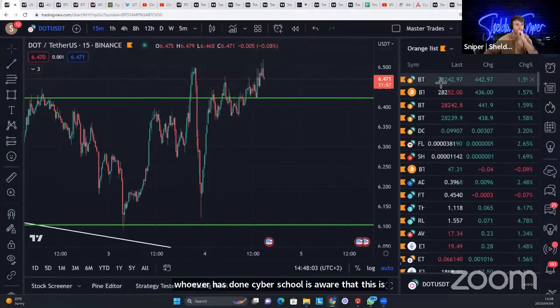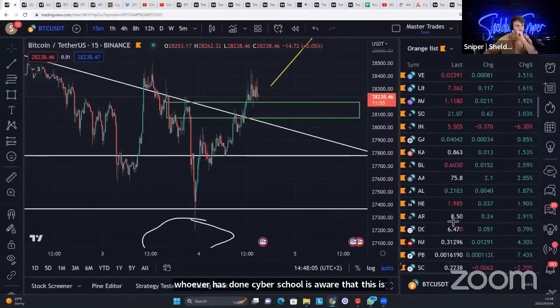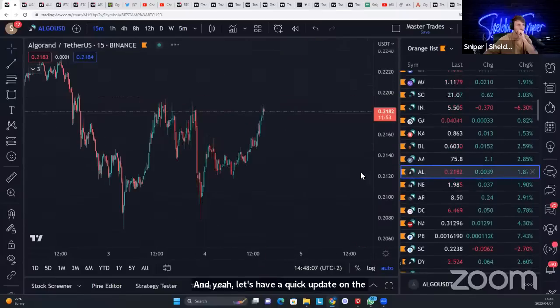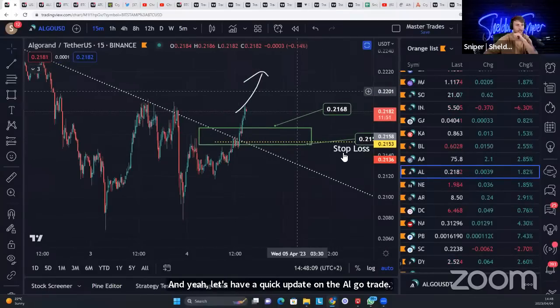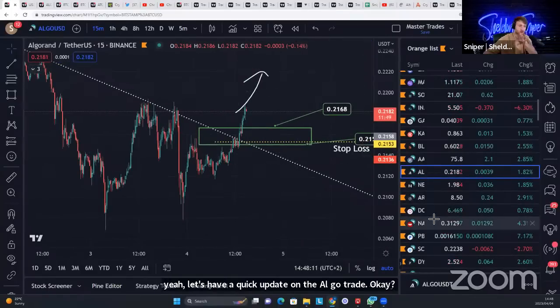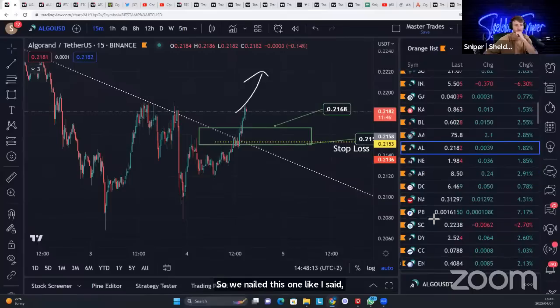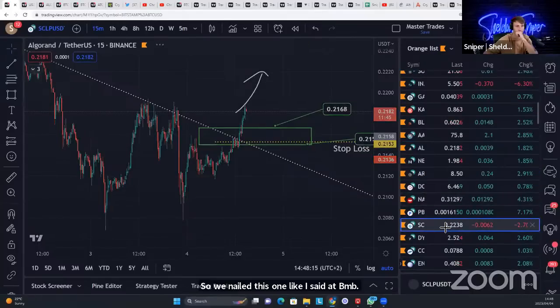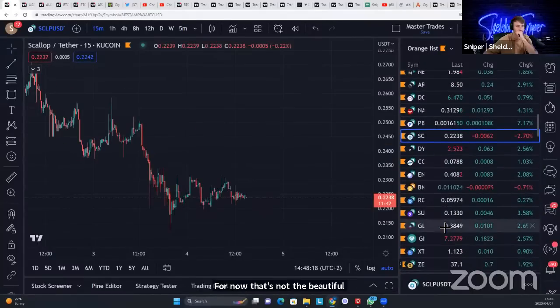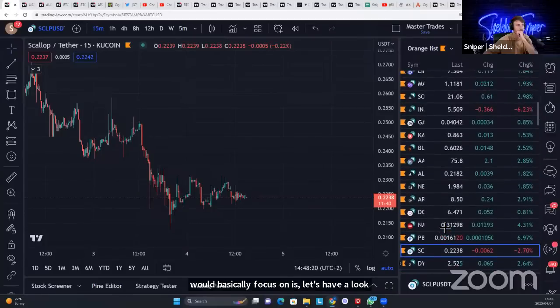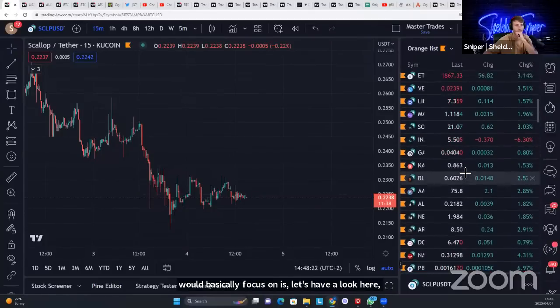And yeah, let's have a quick update on the algo trade quickly. So we nailed this one. Like I said, at BNB for now, de-risk. That's not the beautiful one. The only two that I would basically focus on is, let's have a look here. Let's see if I can give you guys another trade while I'm not with you.